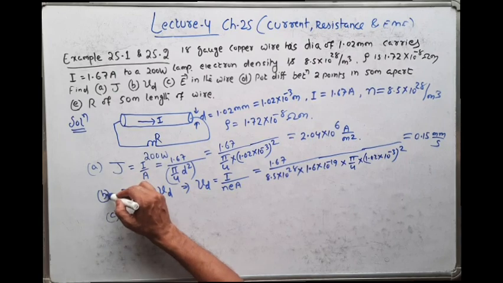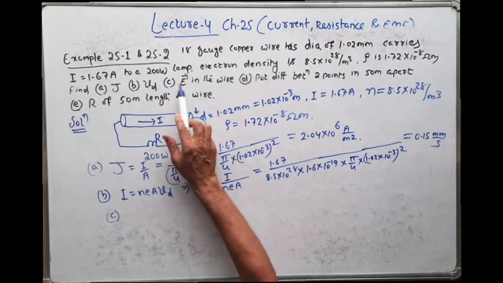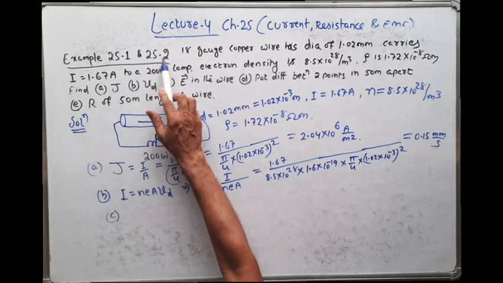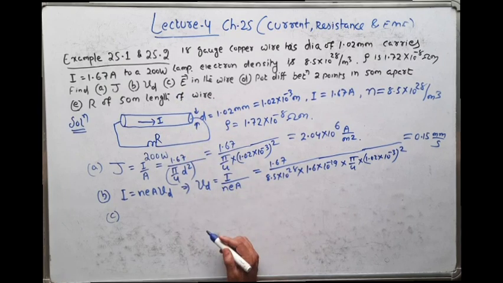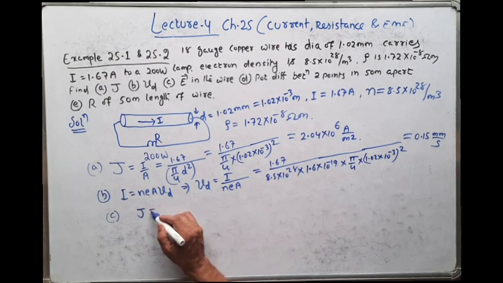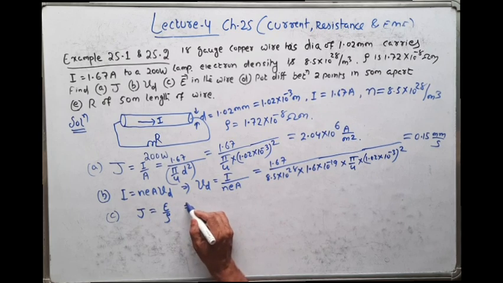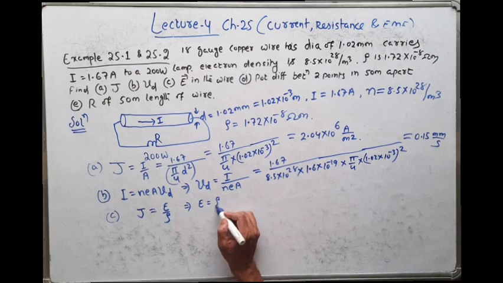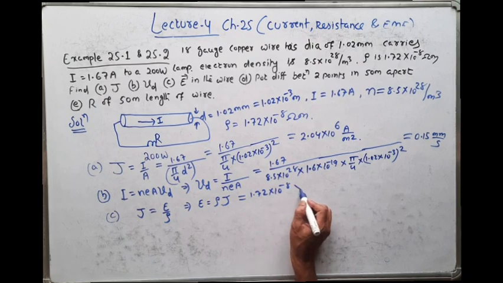So this A and B bit is for example 25.1, and the C, D and E bit is for example 25.2. So here the question is the electric field in the wire. How will you find the electric field in the wire? We know there is a relationship between current density, J is equal to E by rho. That implies E is equal to rho times J. So rho is given, 1.72 10 to the minus 8, into J.